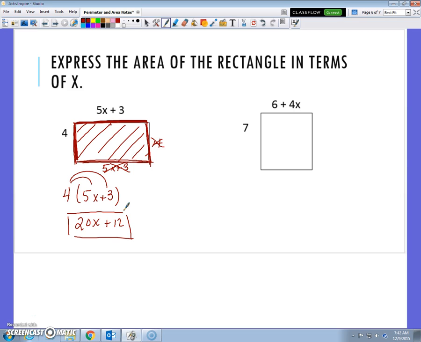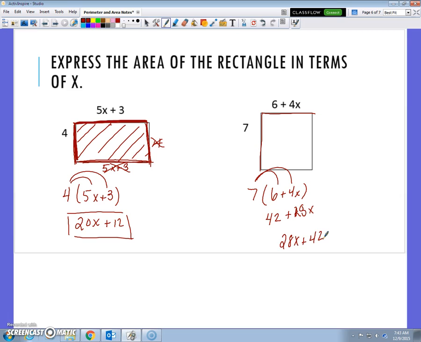And once again, I have another example here of a quadrilateral. I have a width and I have a length. I just need to multiply them together. So what I'm going to do is take 7 times 6 plus 4x. Length times width. 7 times 6 is 42. 7 times positive 4x is 28x. And now this is okay. It's an okay answer, but the best answer will be in alphabetical order. 28x plus 42.